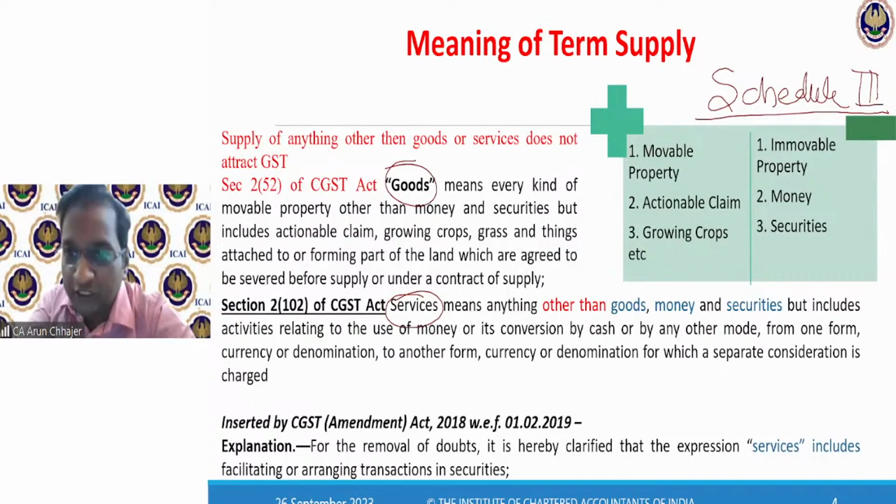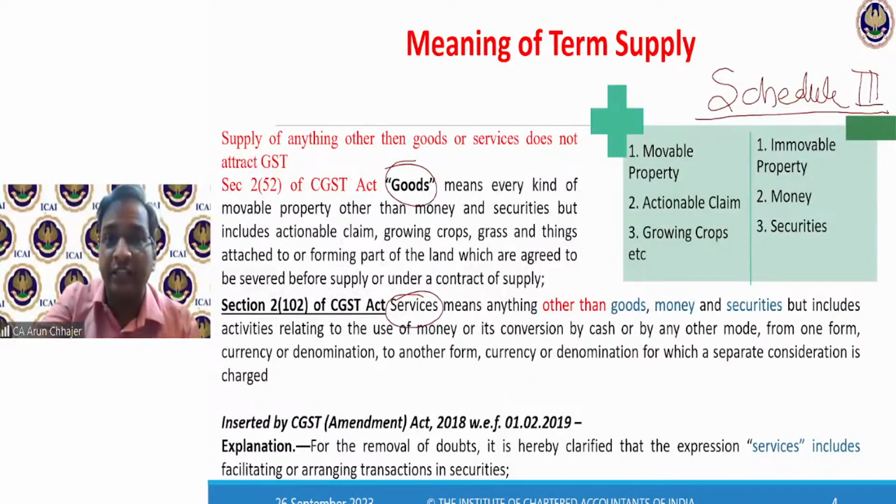So Schedule 3 is a negative list. It means neither supply of goods nor supply of services. Please do not use the words neither goods nor services. See, one participant has used the words neither goods nor services. Try to differentiate these two terms.